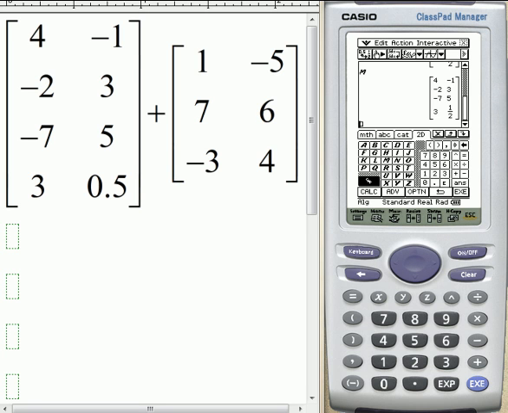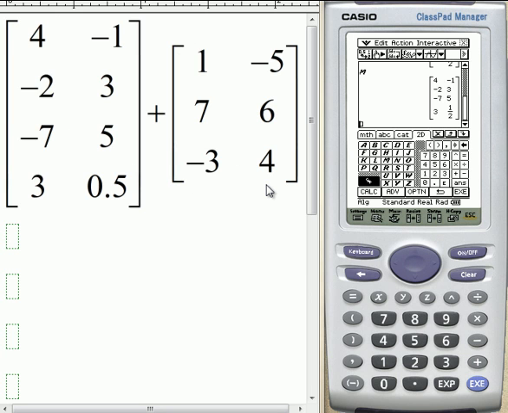Okay, so in this video we're going to be looking at how to add or subtract matrices. So we have this problem here. Now this matrix is from the previous video where we looked at how to input matrices, so if you haven't seen that one before, please take a look at that one first. And this one's being added to this new matrix here.